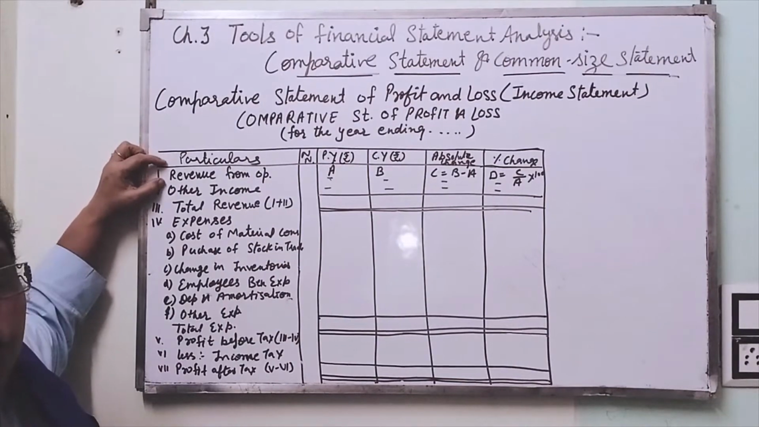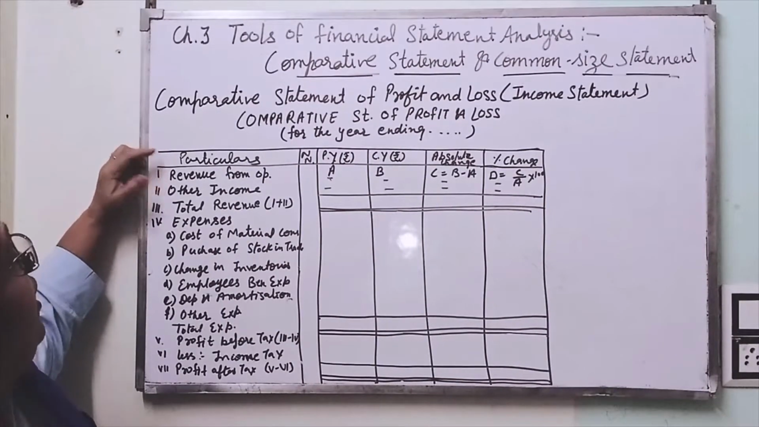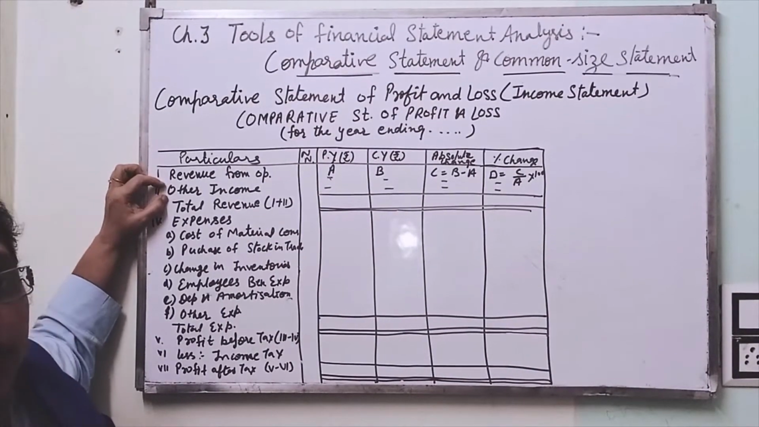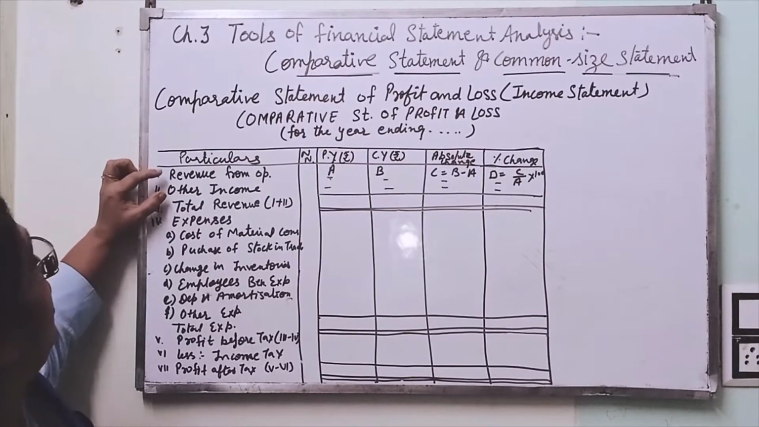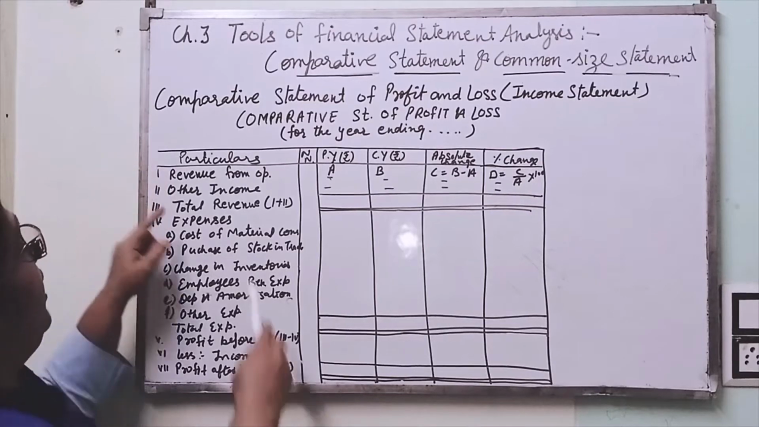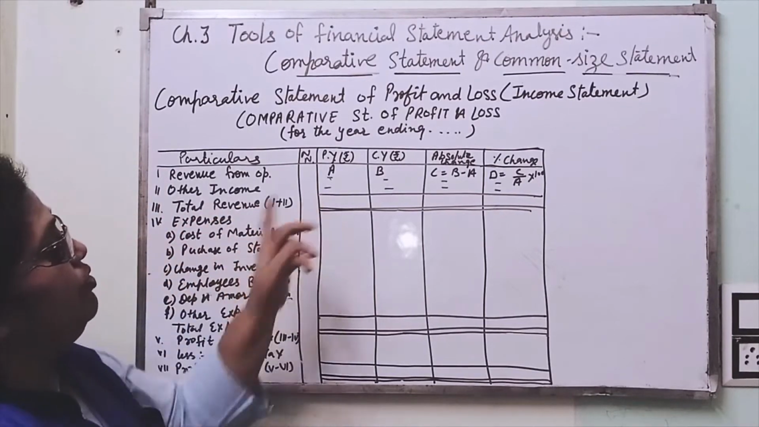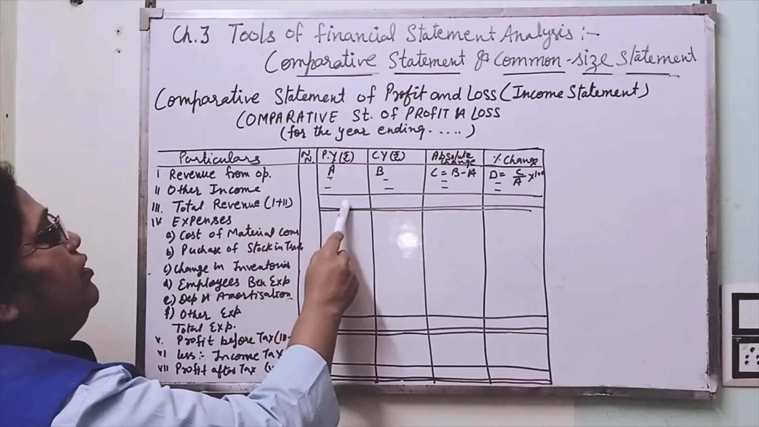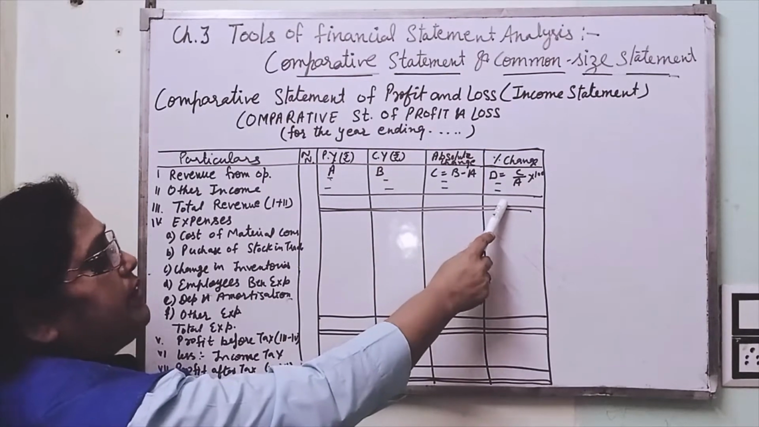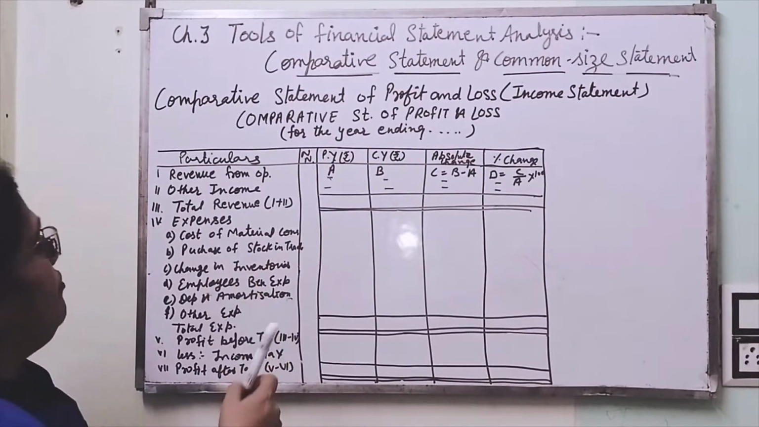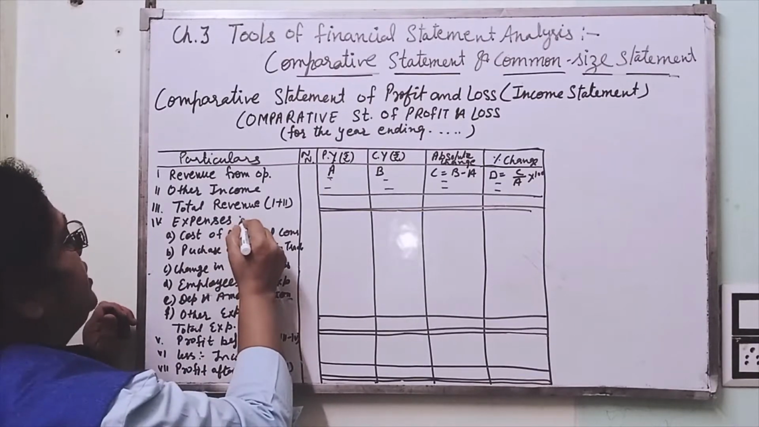First point is revenue from operation. It means net sales, and if there are any other incomes like commission received, profit on sale of fixed assets, they are entered in other incomes. And then we have to calculate total revenue, that is 1 plus 2 total revenue, and we have to calculate change, and then we have to calculate percentage change.